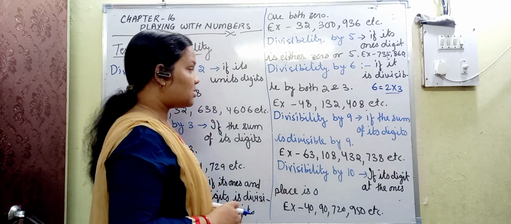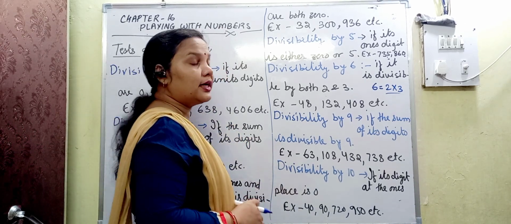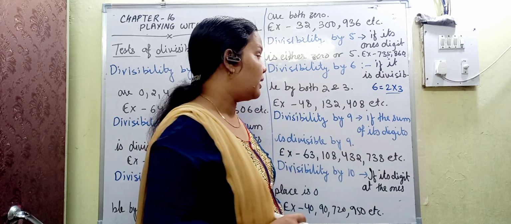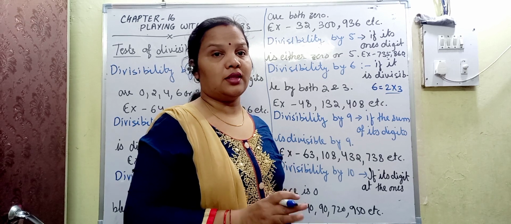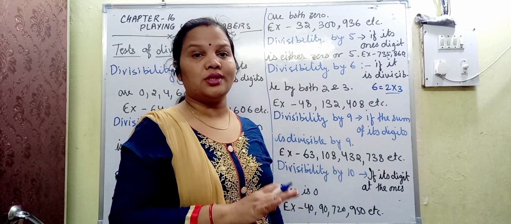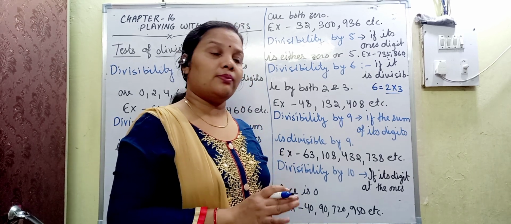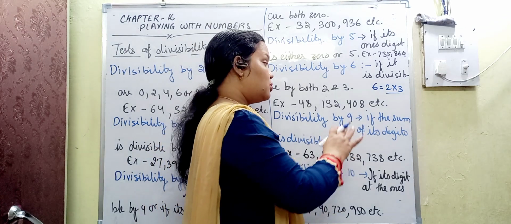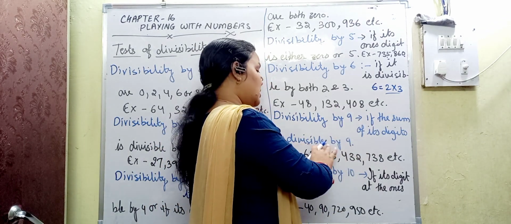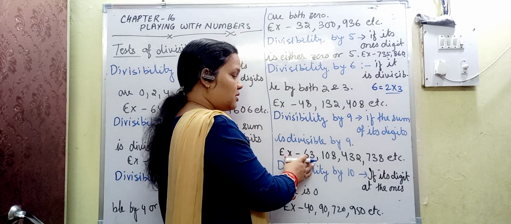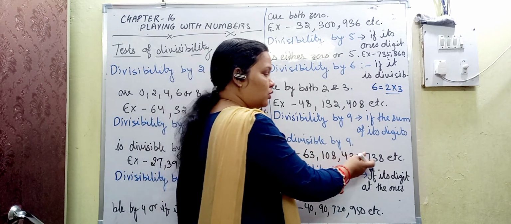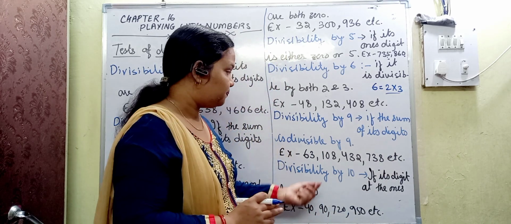Okay. Now next is what? Divisibility by 9. Divisibility by 9 means that if the sum of its digits is divisible by 9. The same criteria which we use for 3, we have to use here also. So if the sum of digits is divisible by 9. Here I have taken some examples: 63, 108, 432, 738, etc.